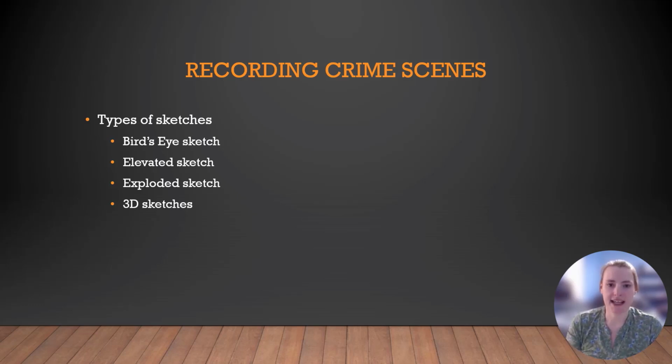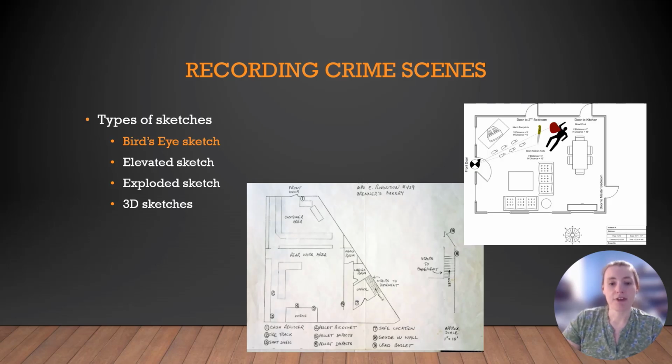When creating a sketch, the first thing the investigator needs to determine is what type of sketch they plan to create, and there are four main types of crime scene sketches. The first is called the bird's eye sketch, and this is the most common type of sketch. It provides the viewpoint from down above, as if the roof has been removed off the structure or the room.